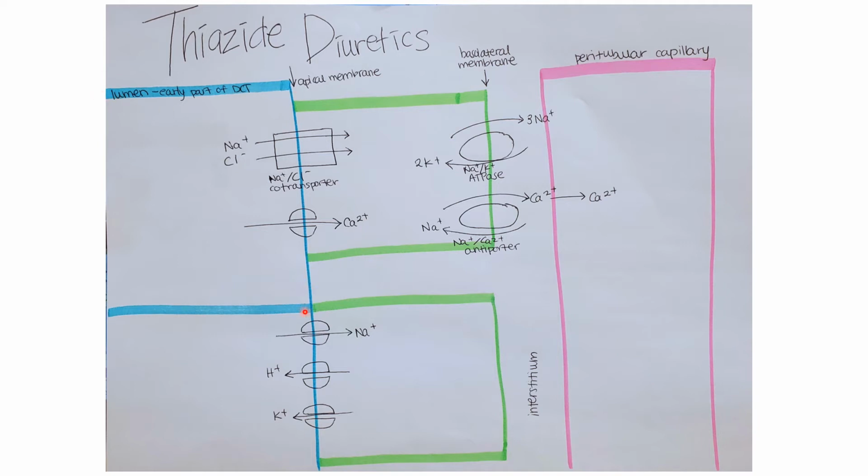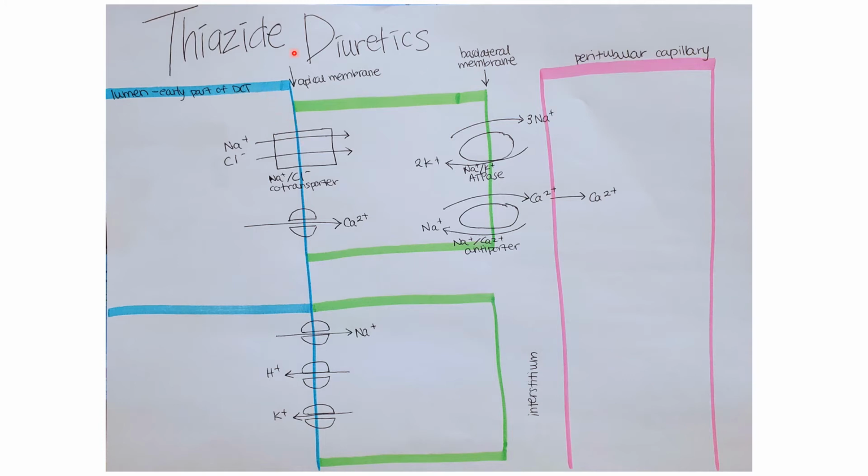So here in blue is the membrane of the lumen of the early part of the DCT. And this other blue line here signifies the end of the early part of the DCT. It means that we're going to the late part of the DCT towards the collecting duct, so more downstream, okay? So in green we have our cells, where there are different types of co-transporters, symporters, and transporters of different ions. And here in pink we have our peritubular capillary. In between the cells and the peritubular capillary we have the interstitium.